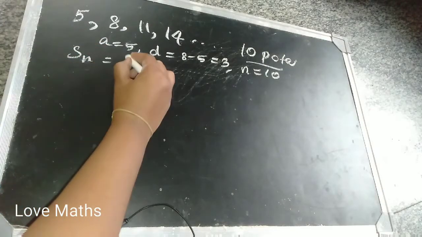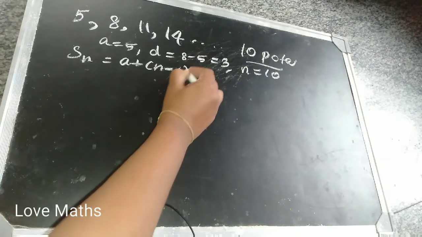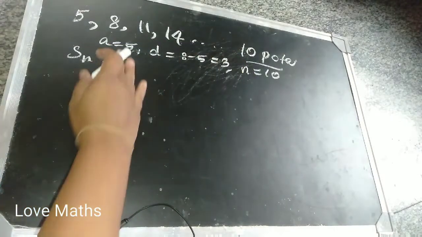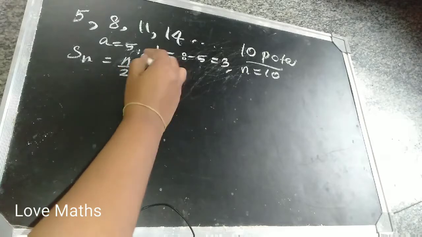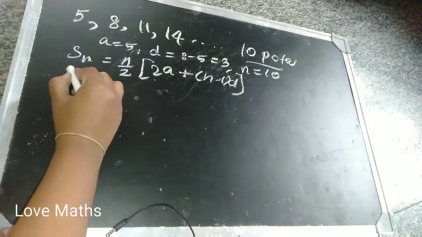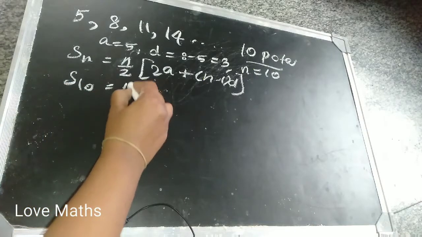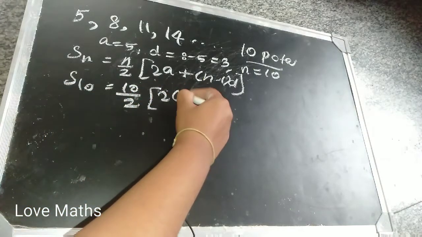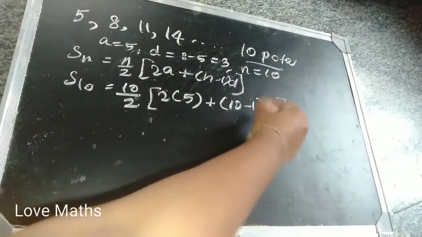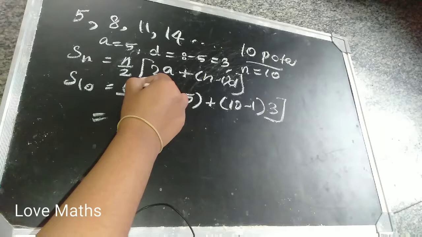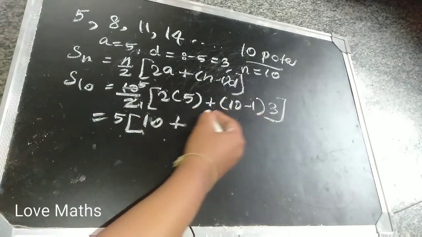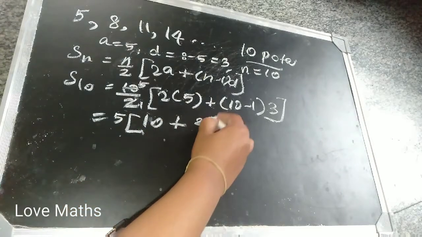Sn, what is the formula? a plus n minus 1 into d? Is it the Sn formula? No, that is the an formula. The Sn formula is n by 2 into 2a plus n minus 1 into d. So n is 10, 10 by 2, into 2 into 5 plus 10 minus 1 into d, which is 3. 2 fives are 10, plus 10 minus 1 is 9. So 9 into 3 is 27.